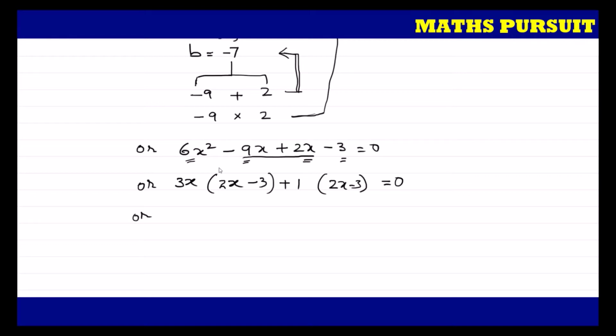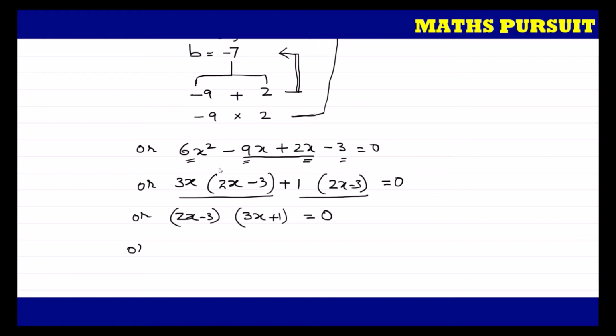Now here you could see that 2x minus 3 and 2x minus 3. From this equation 2x minus 3 and from this equation 2x minus 3 is common. So now again let me take out 2x minus 3 as a common. If I take out 2x minus 3 as the common, I am left with 3x plus 1. So I can write 2x minus 3 into 3x plus 1 is equal to 0. Hope guys, till here we are very clear. So what we got? We got 2x minus 3 into 3x plus 1 is equal to 0.